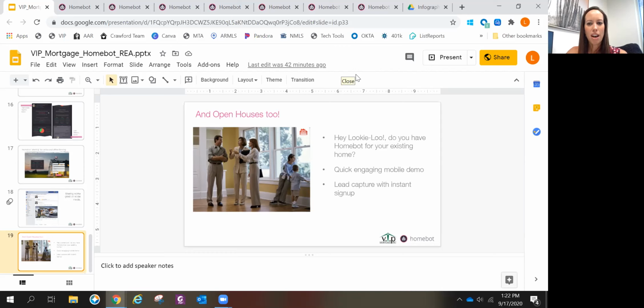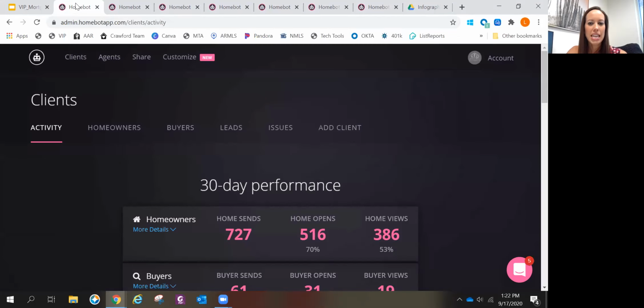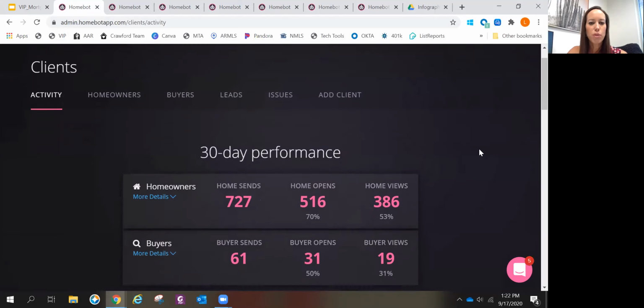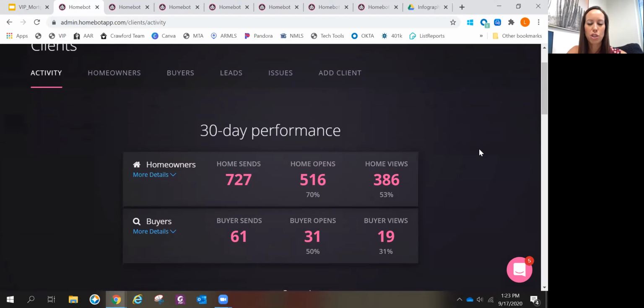Absolutely. Awesome. Well, now what I'm going to do is show you guys what the Homebot dashboard looks like. Basically what happens is when you log in, so this is our actual Crawford Team Homebot, it shows you your 30-day performance for your actual database. So we have just over 1,000 of our most recent closed clients in here, and it sends them out in batches, which I think is great because that helps with email deliverability. If they sent out 1,000 in one day, you're more likely to be marked as spam by the email servers. So that's why they do it that way.